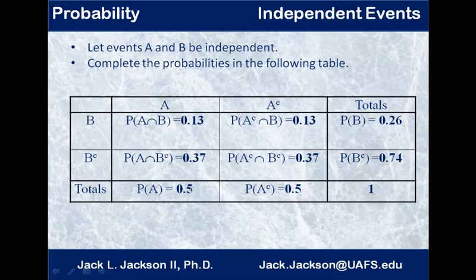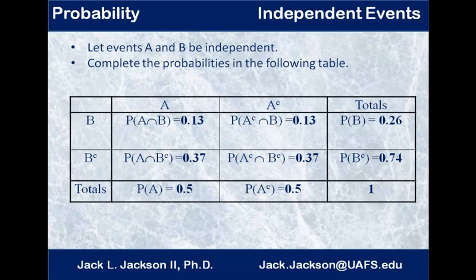0.13 plus 0.37 has got to be 0.5. 0.13 plus 0.37 has to be 0.5 in the second column. The third column, 0.26 plus 0.74 has to be 1. Adding across has got to add up right as well. 0.13 plus 0.13 is 0.26. 0.37 plus 0.37 is 0.74. 0.5 plus 0.5 is 1. Those sums have to work because we're dealing with events and their complements. Those sums have got to work in these tables no matter what.